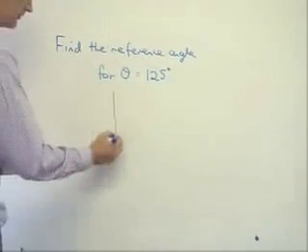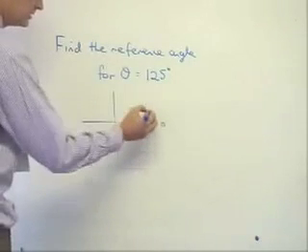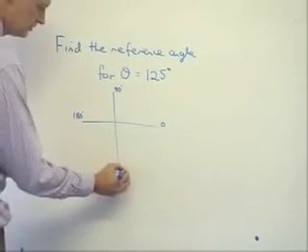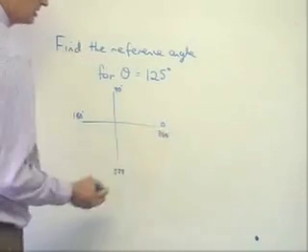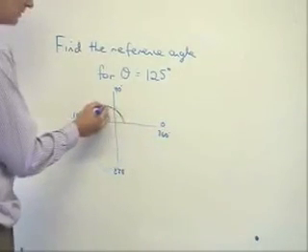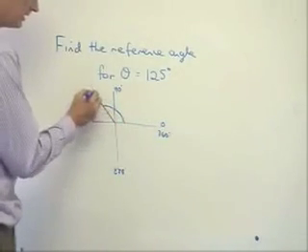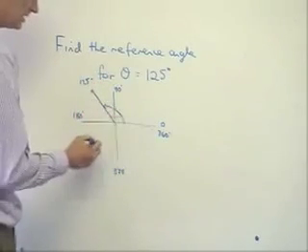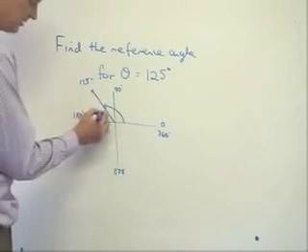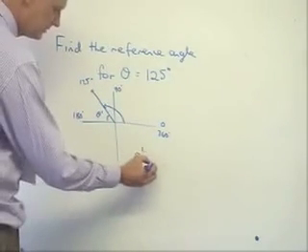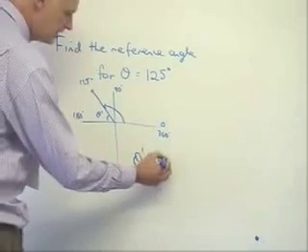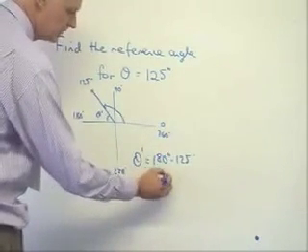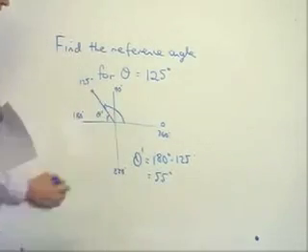Find the reference angle. So first one is draw it out. 0, 90, 180, 270, 360. So 125 is going to be about there. There's 125 degrees. This is the reference angle in here, theta prime. And theta prime is going to be 180 minus 125, which is 55 degrees. Just use your basic geometry skills.